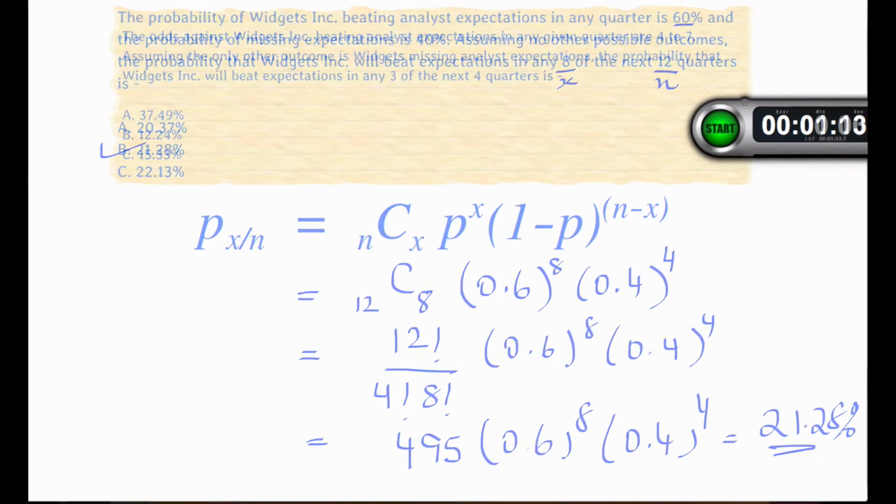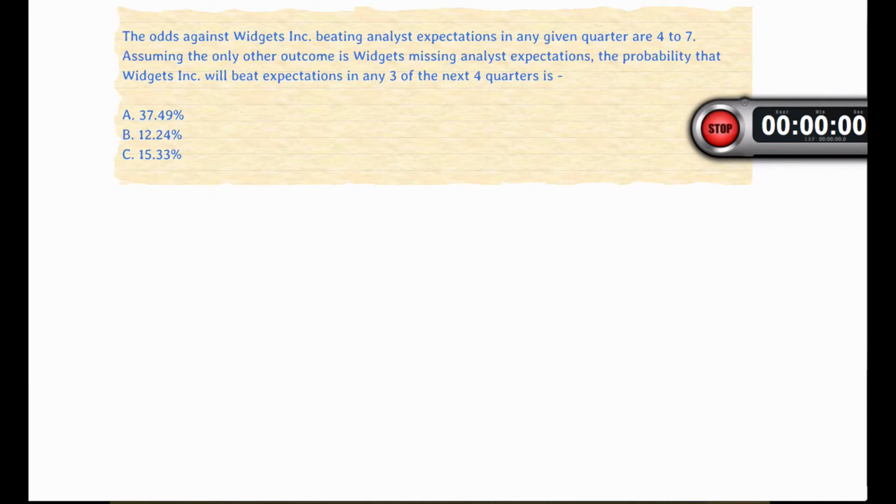Let's take a look at another problem. So it's a very similar setup here, except instead of directly being given the probability of beating or missing expectations, we're given the odds against as 4:7. This means that the odds for beating analyst expectations is 7:4, and that really is the only differentiator between this problem and the previous problem.